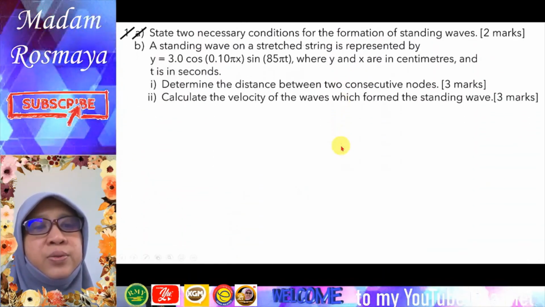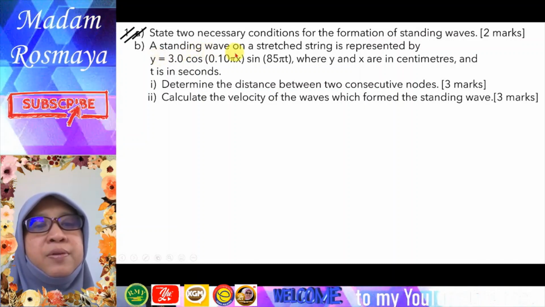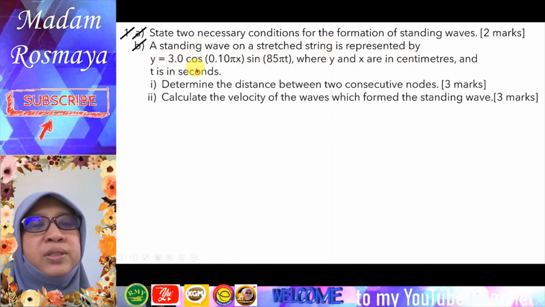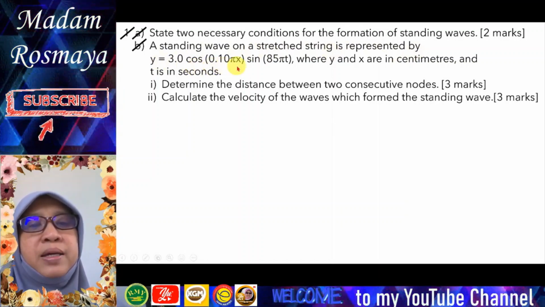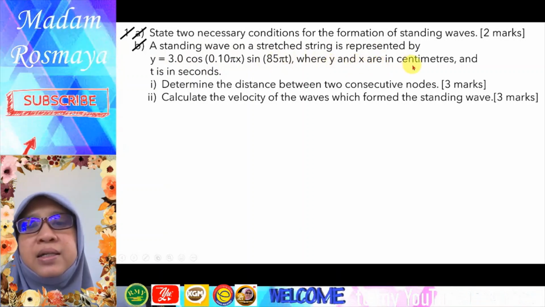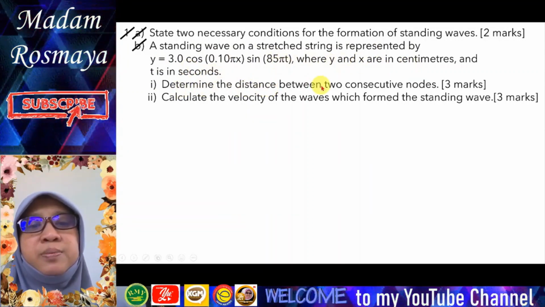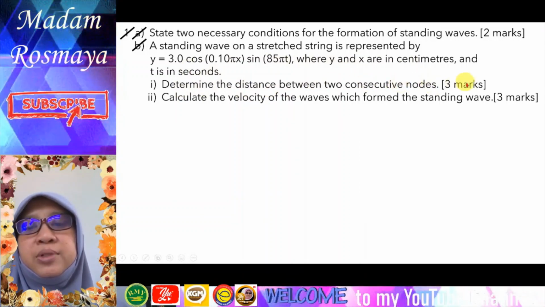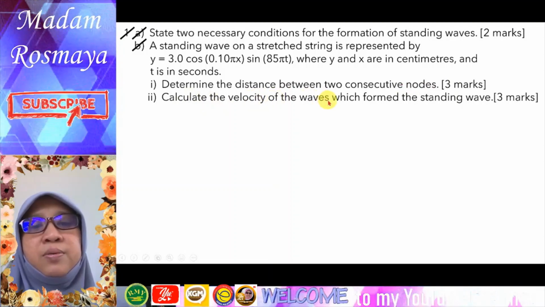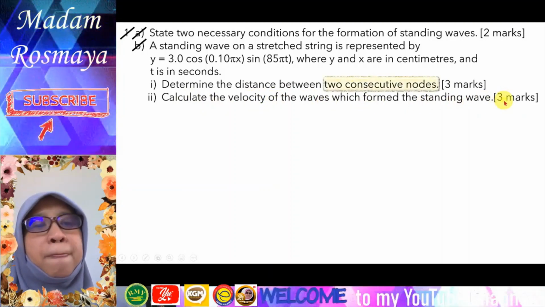Okay, question 1B. A standing wave on a stretched string is represented by y equals 3.0 cos 0.10 pi x sin 85 pi t, where y and x are in centimeters and t is in seconds. Question 1: determine the distance between two consecutive nodes, 3 marks. And question 2: calculate the velocity of the wave which forms the standing wave, also 3 marks.